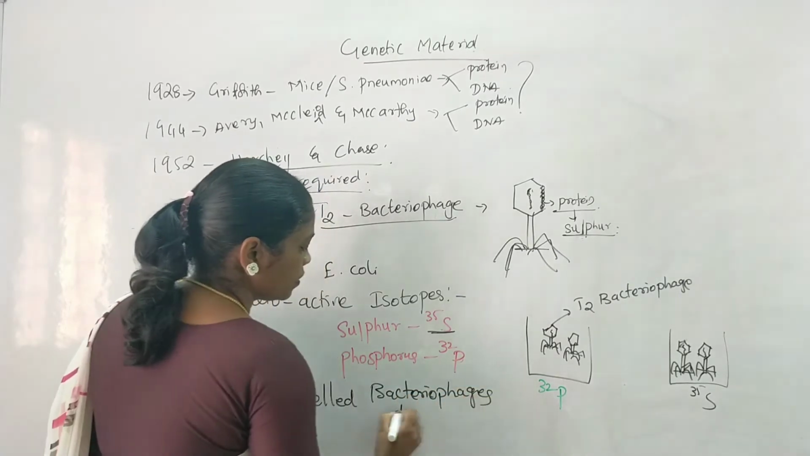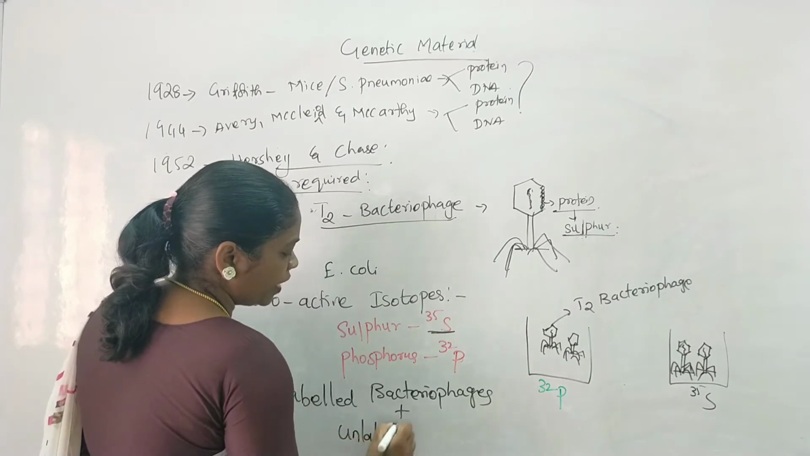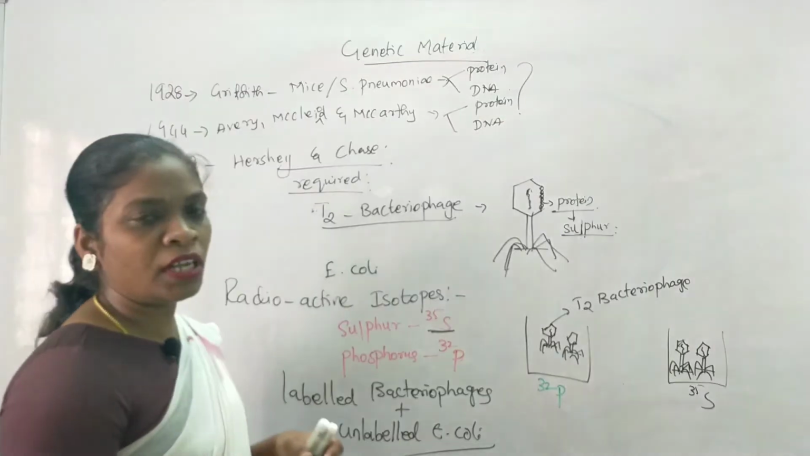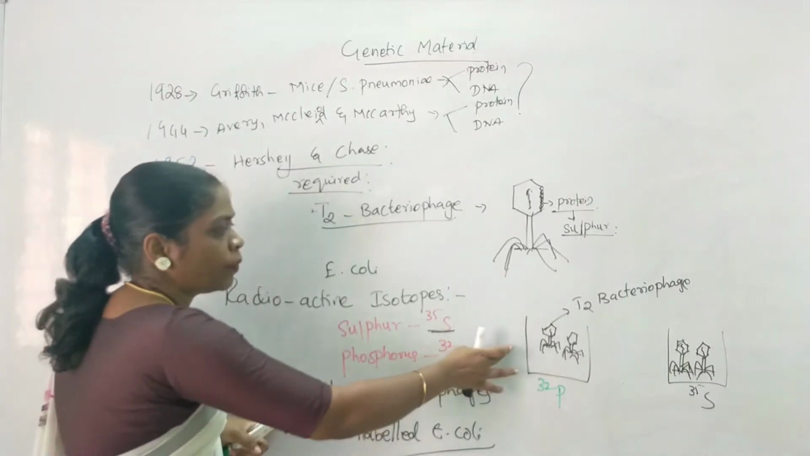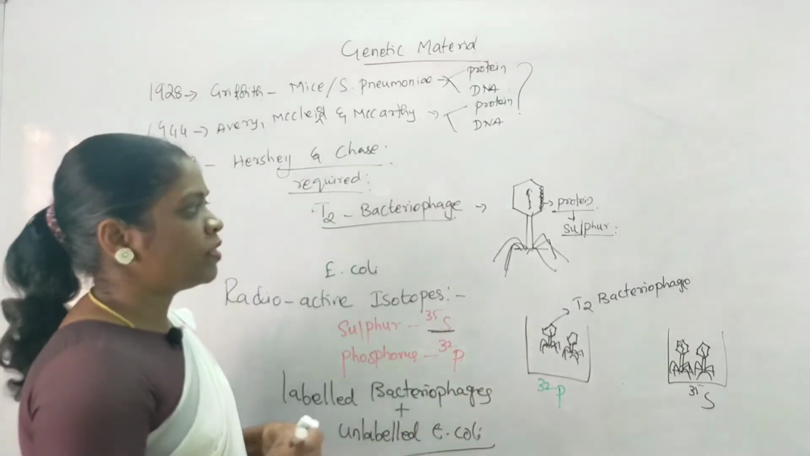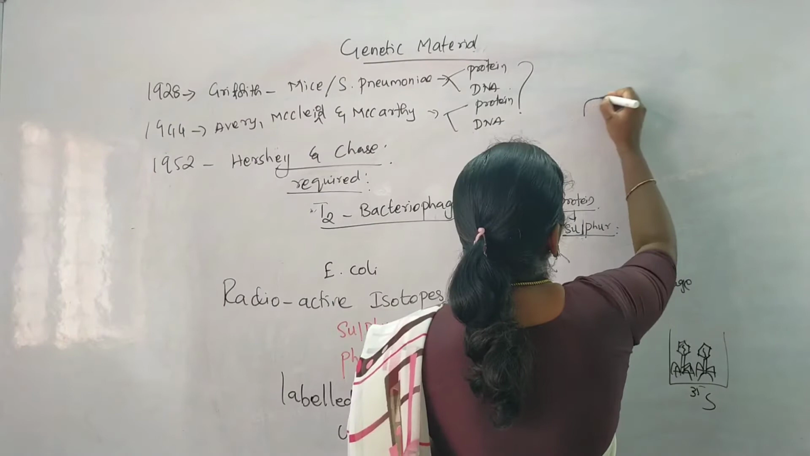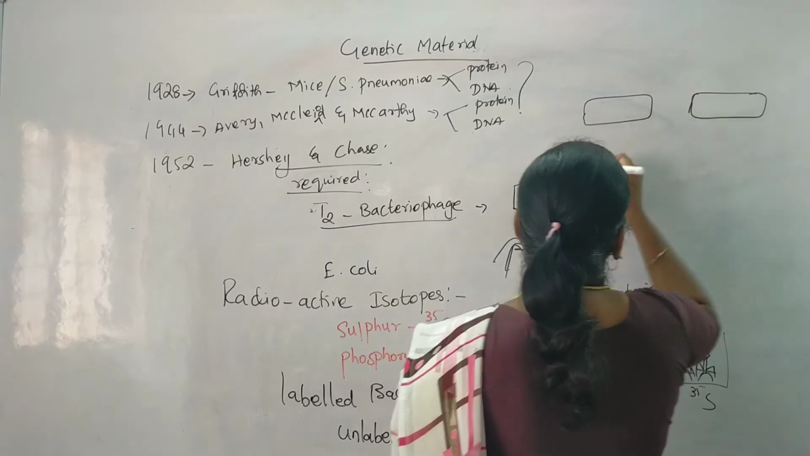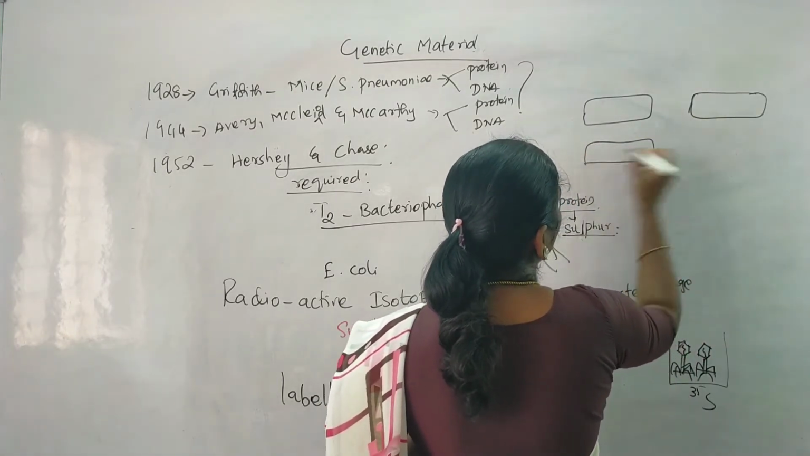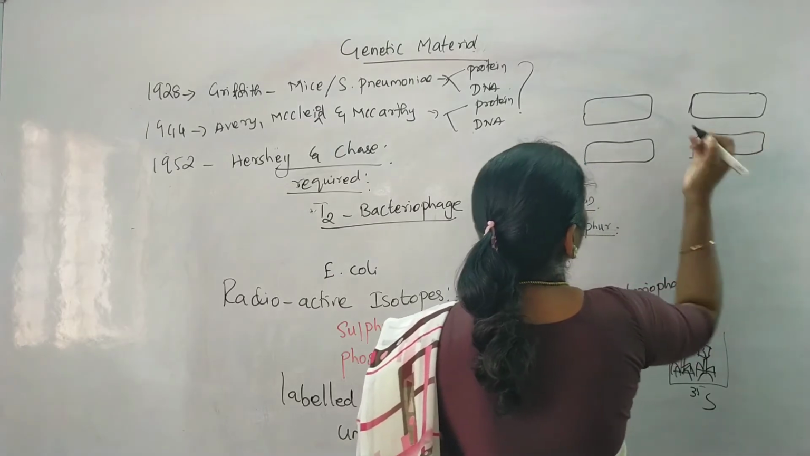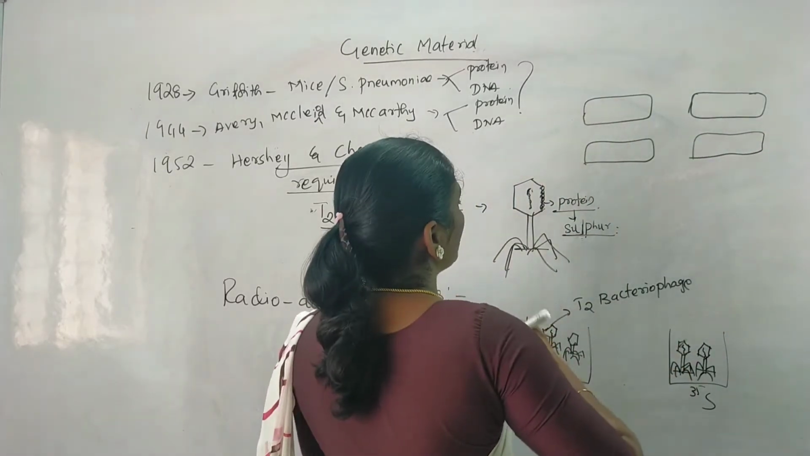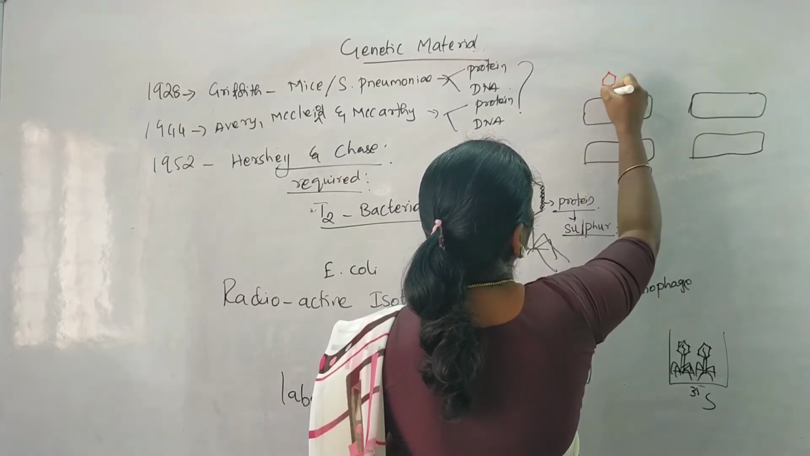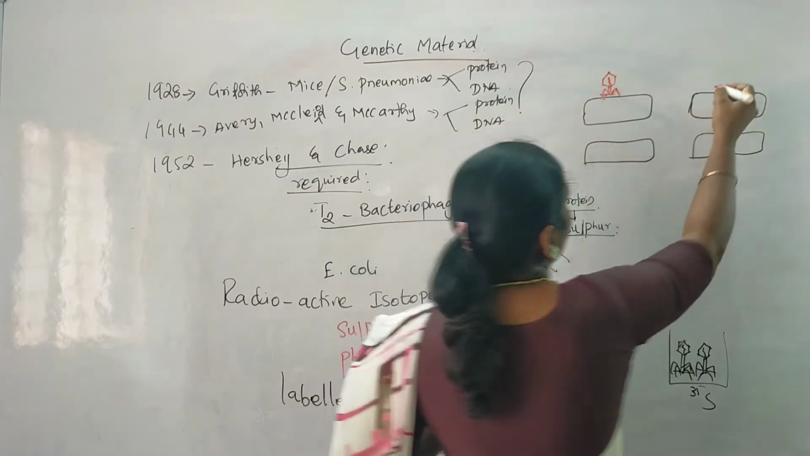with unlabeled E. coli. So E. coli doesn't contain anything. They have taken E. coli without any kind of radioactivity. They have just made this T2 bacteriophage infect the unlabeled E. coli. We'll just see what has happened here. So imagine this is E. coli. They made this T2 bacteriophage infect the E. coli.